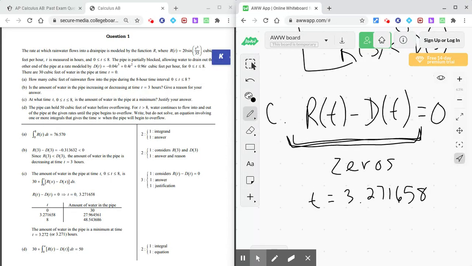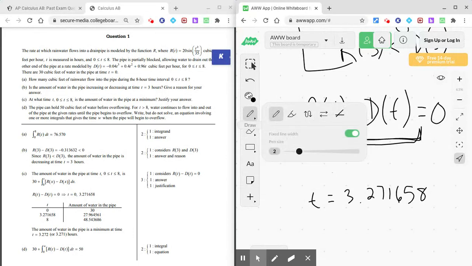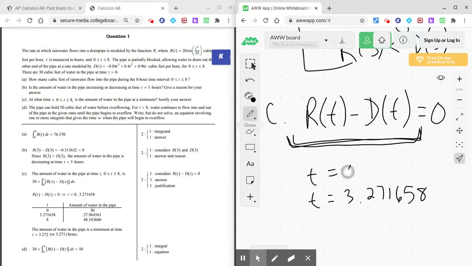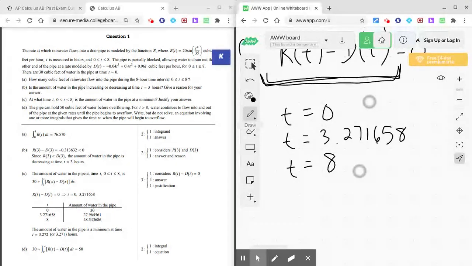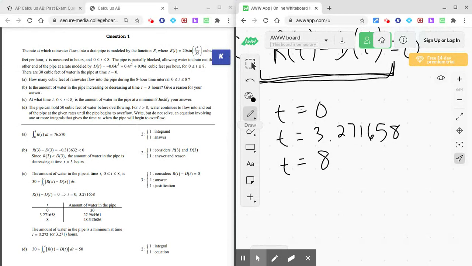The derivative equals 0. But that's not my only potential time where there could be a minimum, because I'm looking for the absolute minimum on an interval. What I really need to do is compare the amount of water at that time to the amount of water at my endpoints. Because that's my only interior critical point, I have t equals 0, t equals 3.27 and change, and t equals 8. Those are my three candidates here.